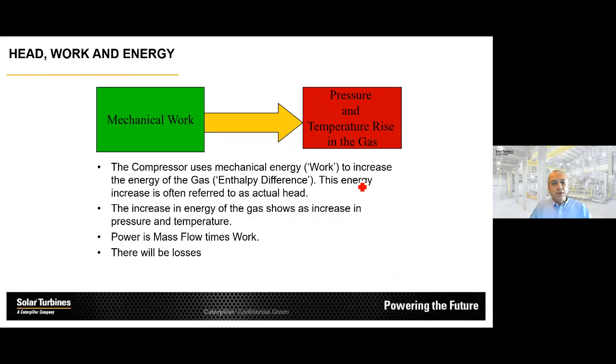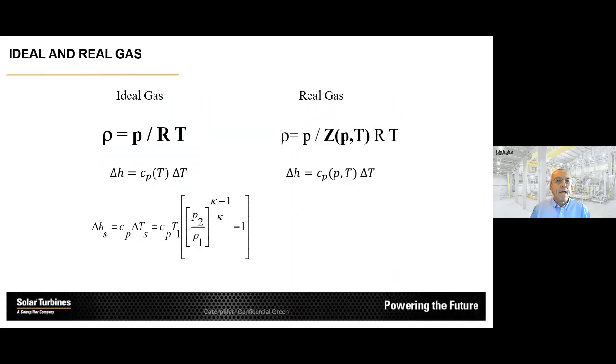Now, the relationship between power and work is that essentially the amount of power that I need to drive my compressor is the mass flow of gas through the compressor times the work that I'm doing. And oh, by the way, there will be losses. For an ideal gas, we have a relatively simple relationship between density, pressure, and temperature, and also a relatively simple relationship between work or enthalpy difference and temperature difference. The problem is that the gases that we're compressing at the pressures that we're operating, we can't treat them as ideal gases. We have to assume real gas behavior, and there the relationships become a bit more complicated.